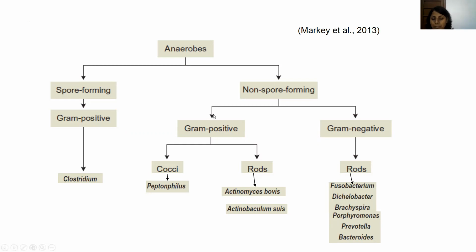Gram positive non-spore forming anaerobic bacteria may be of cocci shape or rod shape. Whereas the gram negative non-spore forming anaerobic bacteria are rod shaped, which we will deal with today. Examples for these are Fusobacterium, Dichelobacter, Prevotella, Bacteroides, etc.